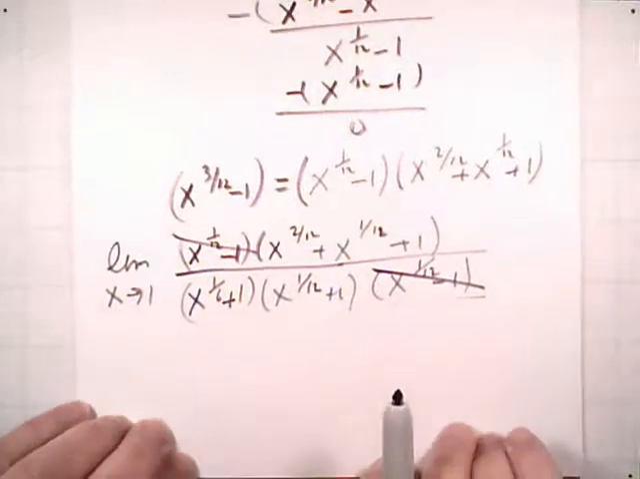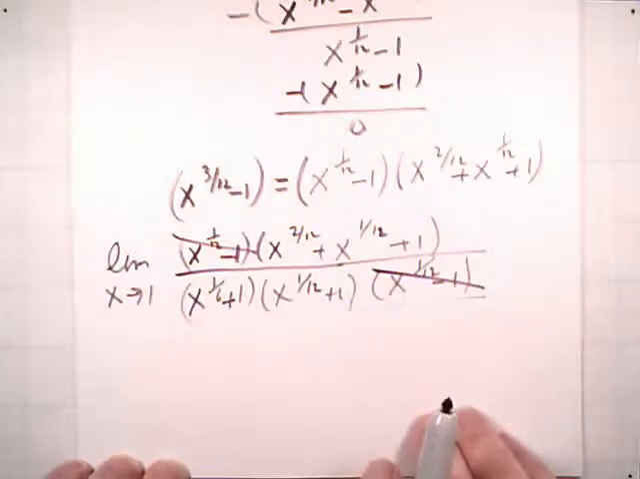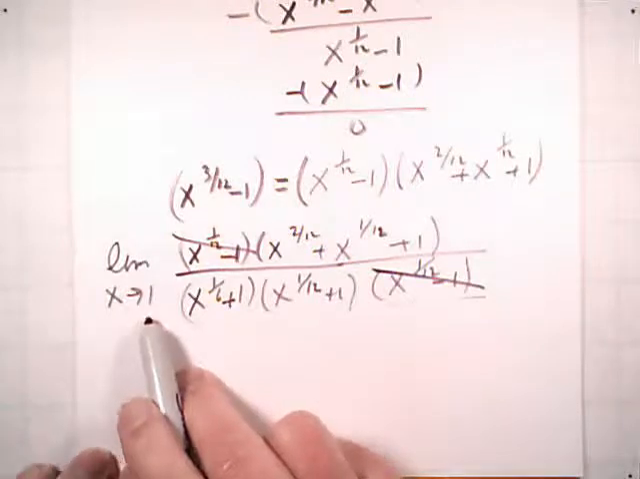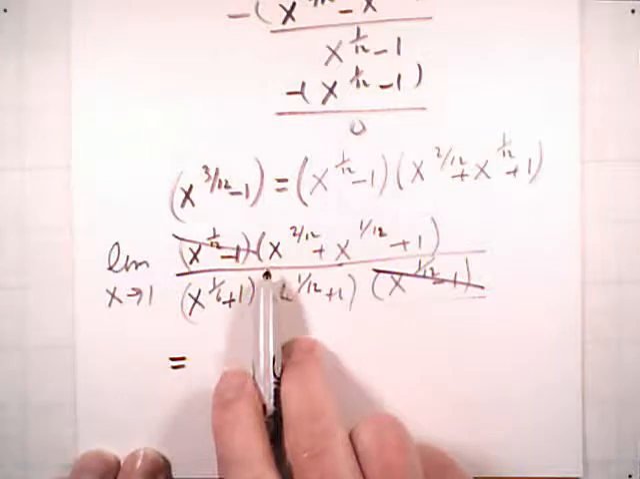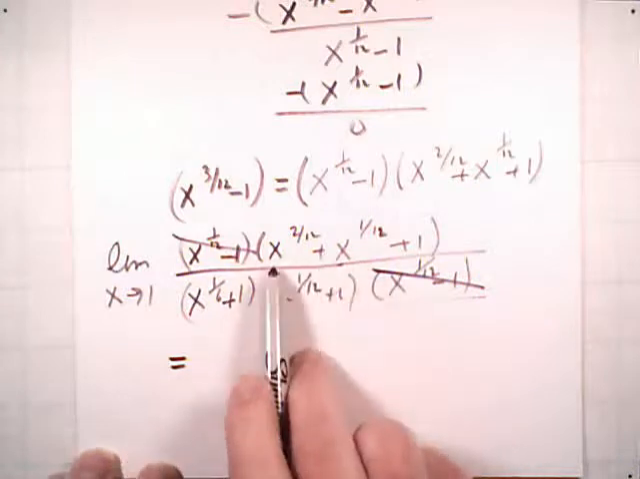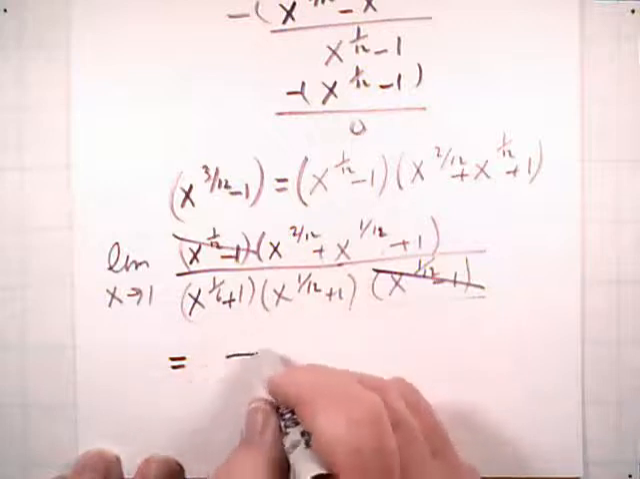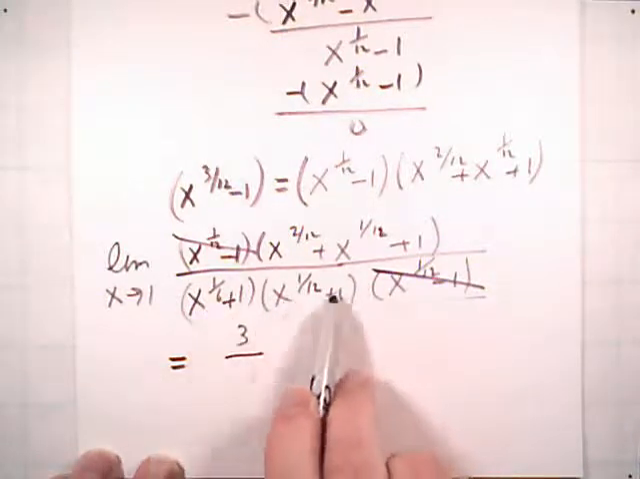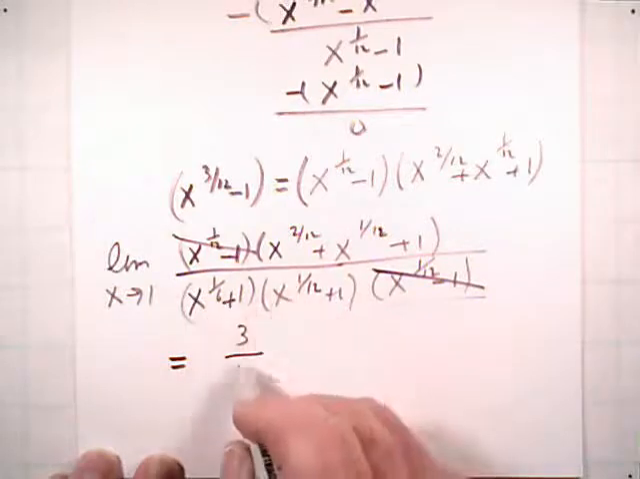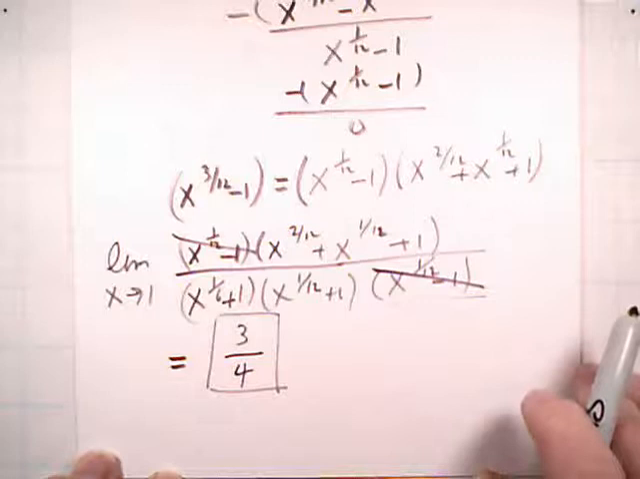And what you do then, of course, is this is another limit problem, so the first thing you do is evaluate. So we're going to evaluate that at x equals 1. And that equals, 1 to any power is 1, so that's 1 plus 1 plus 1, which is 3. This is 1 plus 1, which is 2. 1 plus 1, which is 2. 2 times 2 is 4. And that's the answer, and it's the same answer, of course, that we got previously.